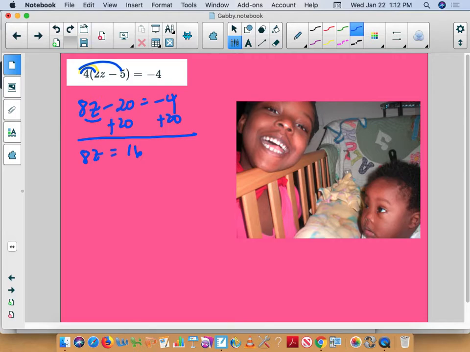Now I'm almost to Z. What's stuck to Z like that orange paper? An 8? Is that 8 plus Z or 8 times Z? How do you get rid of times? Divide. So Z is 2. Okay? So hopefully you can do those okay.